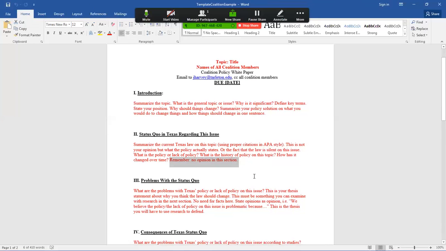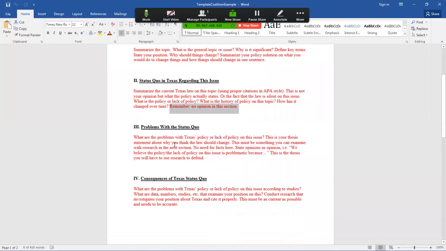Here's where your opinions come in. This is a normative section. What are the problems with Texas policy or lack of policy on this issue? If it's a federal policy that applies to Texas, what's the problem with this federal policy or lack of policy on this issue? So for those of you that are supporting the status quo, that are saying the death penalty is a good thing, we should make it stronger, here, tell me the problems with having it not as strong as it could be.